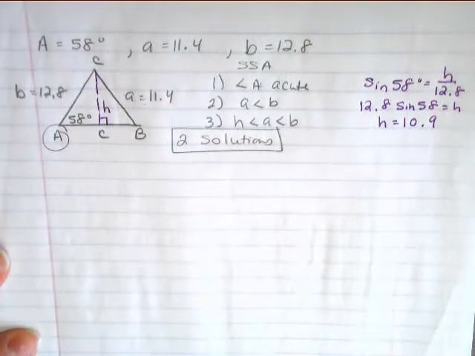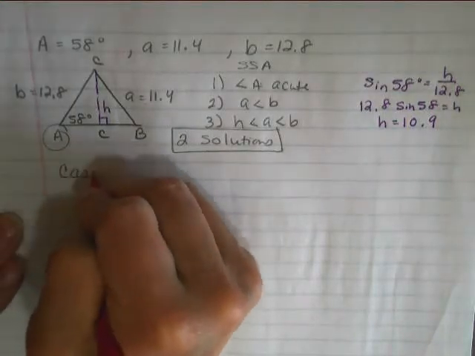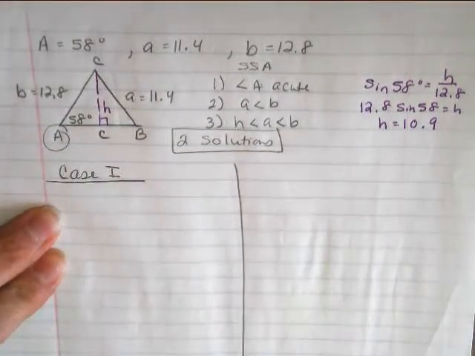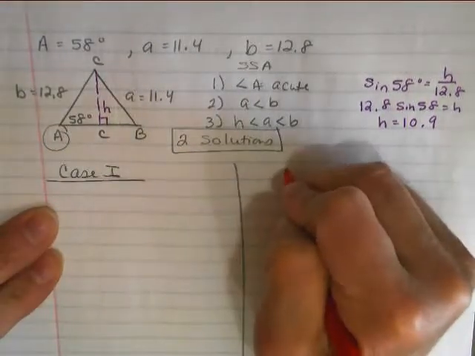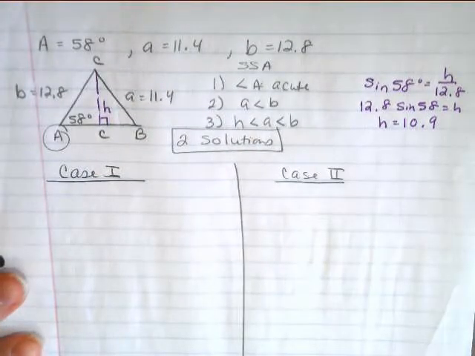And in order to get full credit, we need to work both solutions. So I'm going to come up with case 1, and I'm going to organize my paper so it's very easy to follow. Case 1 and all its solutions, and then case 2 and all its solutions.